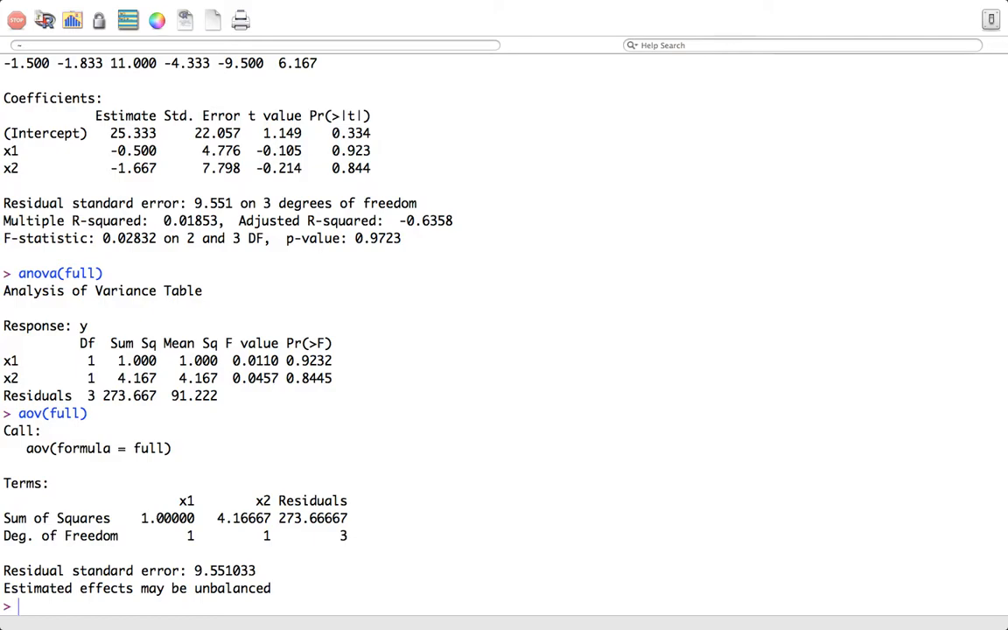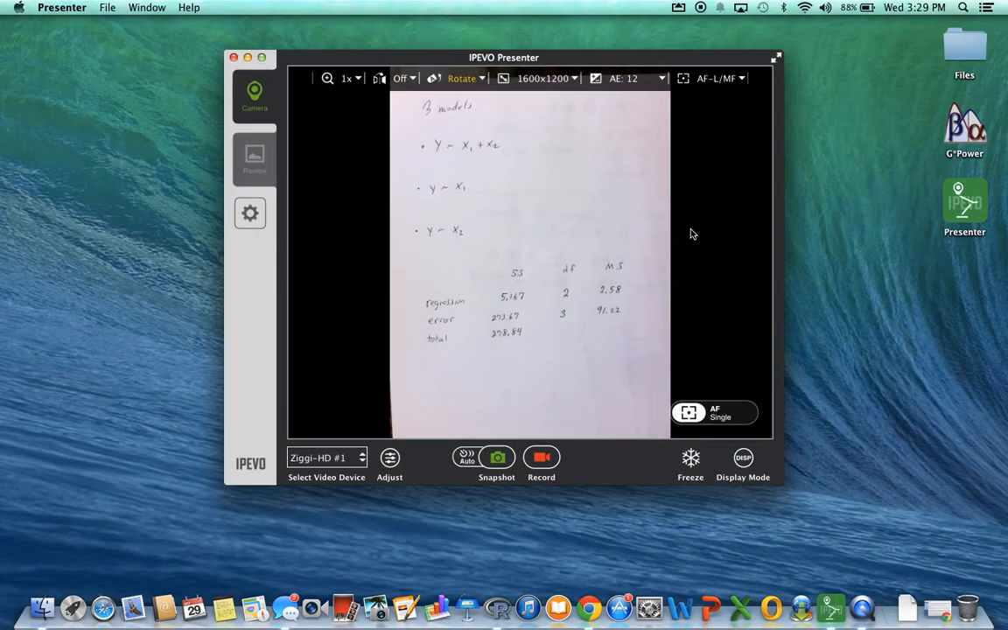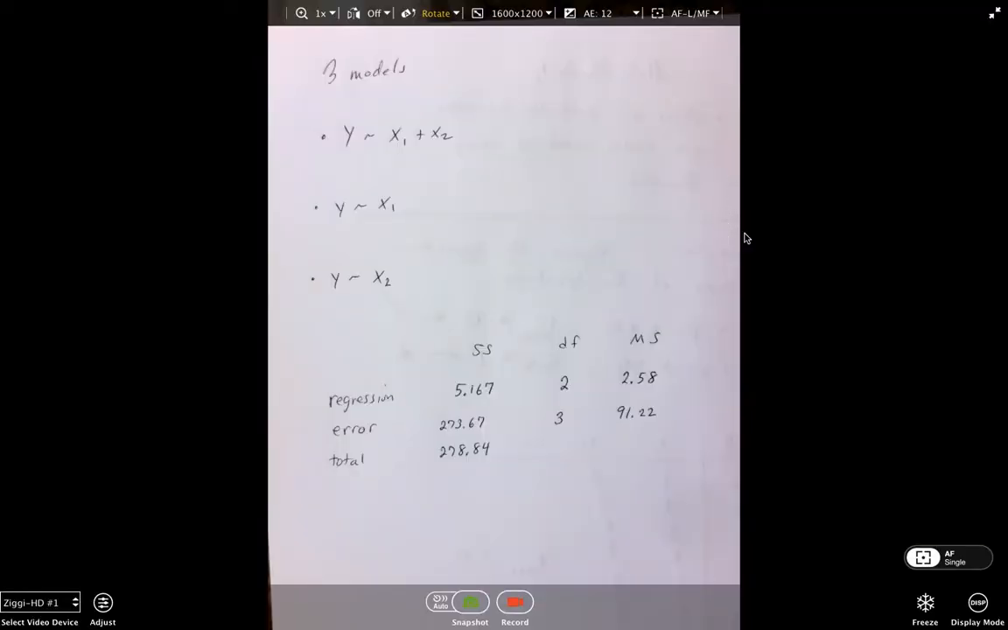Let's see, mean square. We've got 91.22 for the error, and then 5.167 divided by 2 gives us 2.58 for the mean square for the regression. Now, let me just show you what I'm doing here. If you care to work along with me, I'm just doing this for the first model.